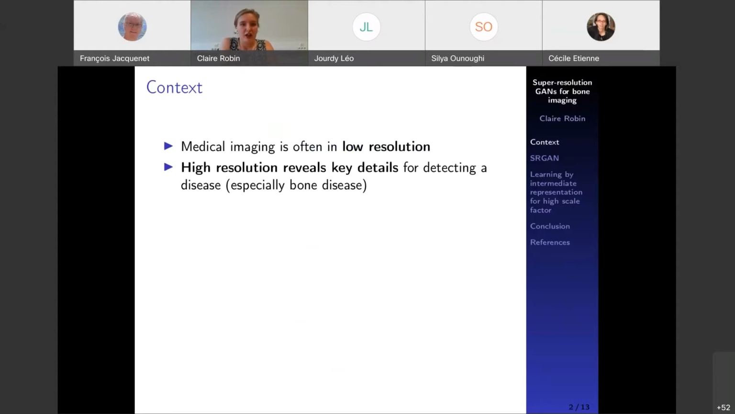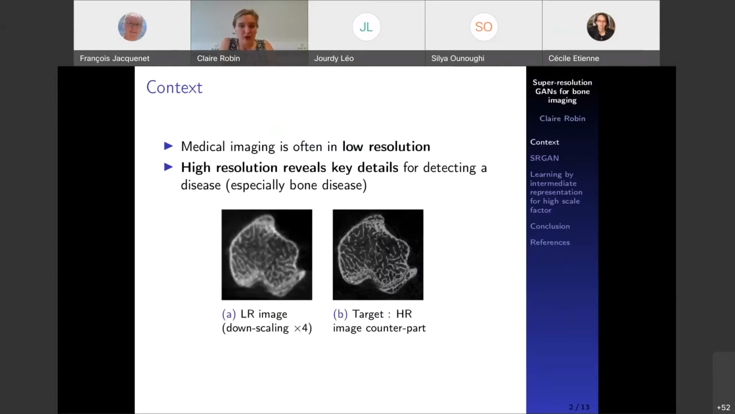Medical imaging is often in low resolution due to radiation exposure, slow scan speed, or limitations of materials. However, resolution is a key issue. We know, for example, for bone imaging, that in high resolution the bone microstructure appears, and it's an important factor of bone strength. So getting the high resolution image from its low resolution counterpart is an important challenge. It will allow us to detect bone diseases like osteoporosis better and sooner.